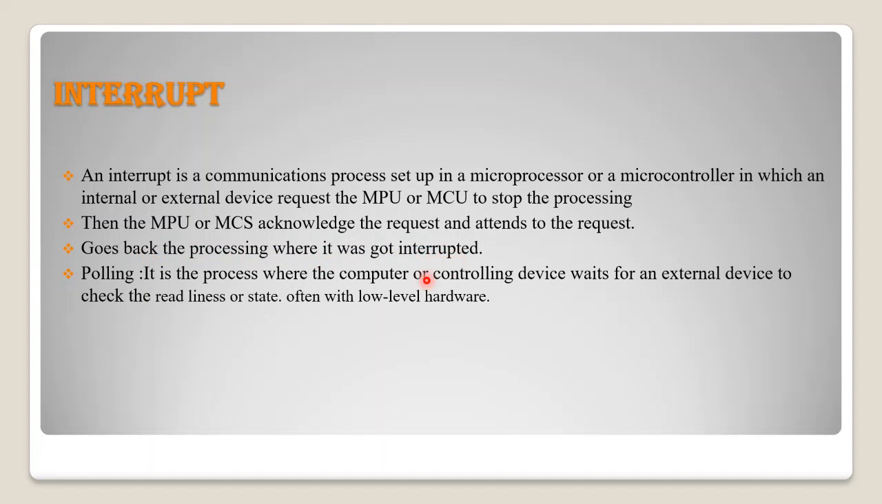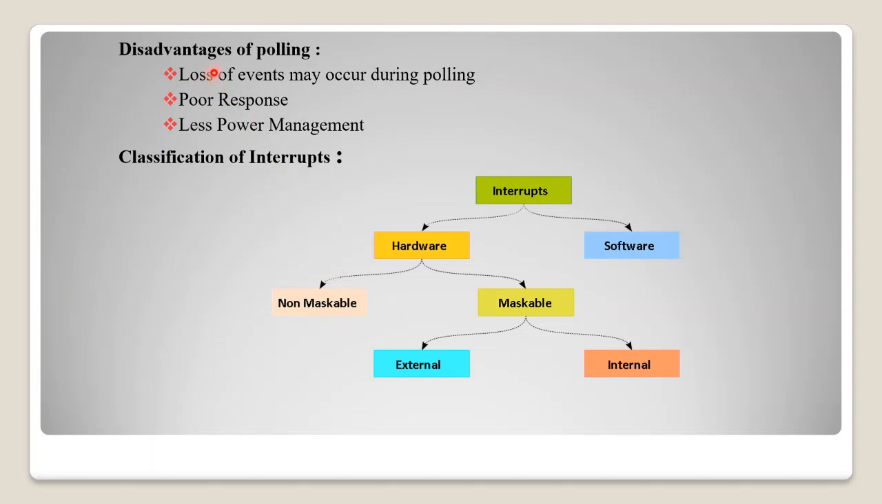interrupted. Polling. It is the process where the computer or controlling device waits for an external device to check the read lines or state, often with low-level hardware. Disadvantages of polling: loss of events may occur during polling, poor response, low power management. Classifications of interrupts.